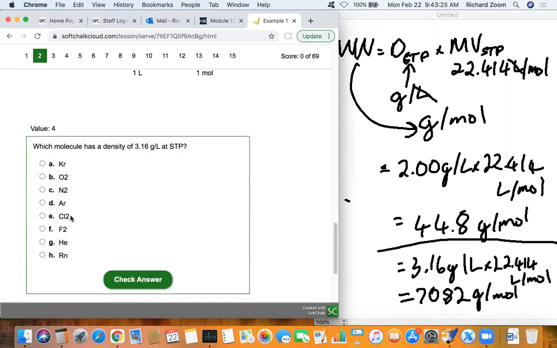So whatever's closest. I think krypton is 80, I think O2 is 32, N2 is 28, Ar is something like 40, F2 is 38, He is 4, and Rn is 80. I think Kr might be 60-something, I can't remember now. But I know that's not the right answer. Cl2 would be the correct answer for this one. Anybody have any questions about that?